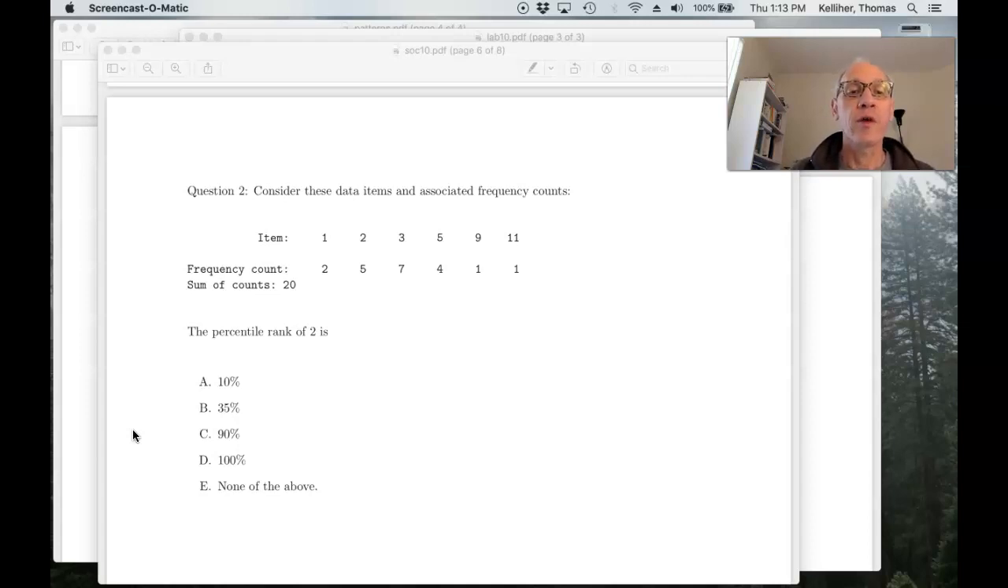What is the percentile rank of 2? Here are some values that we counted. The value 1 occurred twice, 2 occurred 5 times, etc. There are 20 total items. What is the percentile rank of 2? I'll pause.